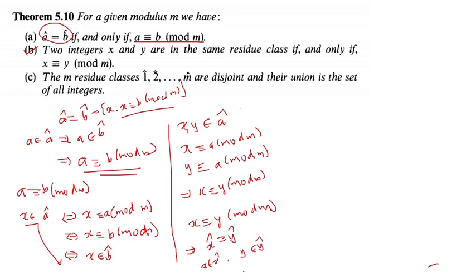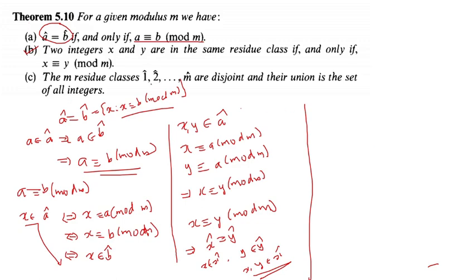Since X cap and Y cap are equal, we can say that X and Y belong to either X cap or Y cap. X and Y belong to X cap, and X and Y belong to Y cap. That means X and Y belong to the same residue class. Move on to part C.